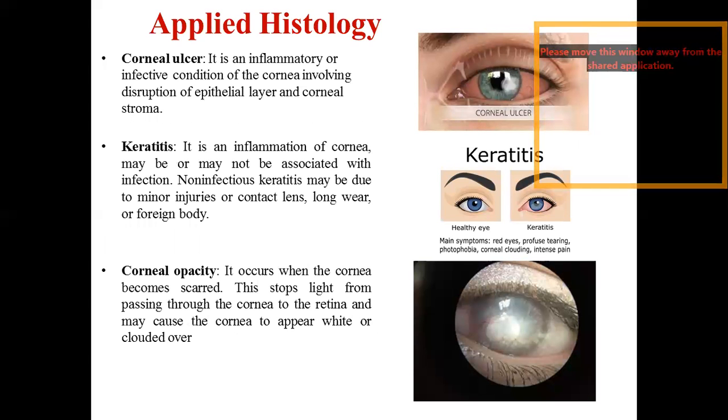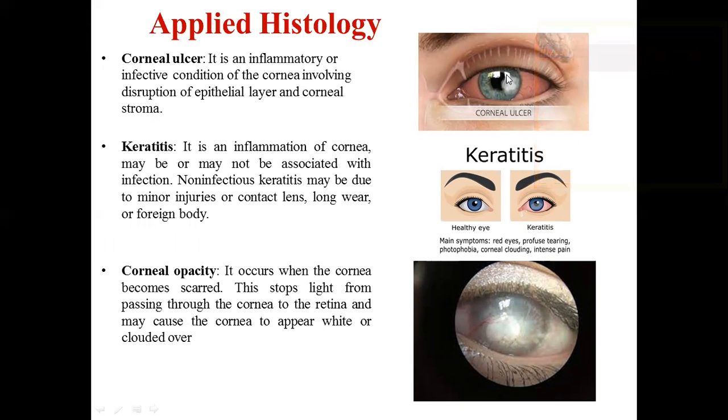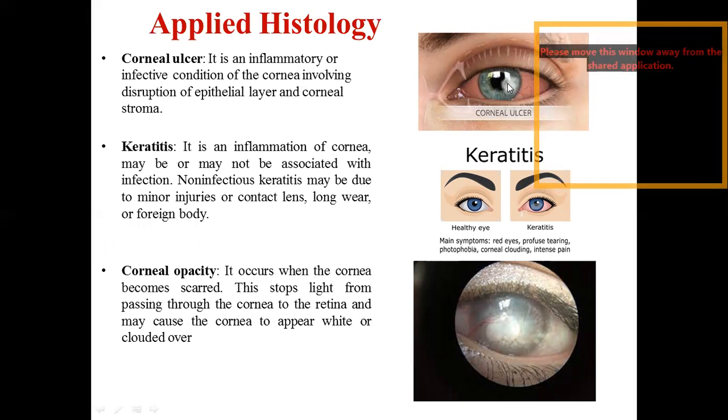Applied aspect, corneal ulcer, where there is ulceration in the cornea, which is an inflammatory condition where there is disruption of the epithelial layer and of the stroma. So it may leave a scar behind and may affect the vision. Second is keratitis, that is the inflammation of the cornea, which may or may not be associated with infection.